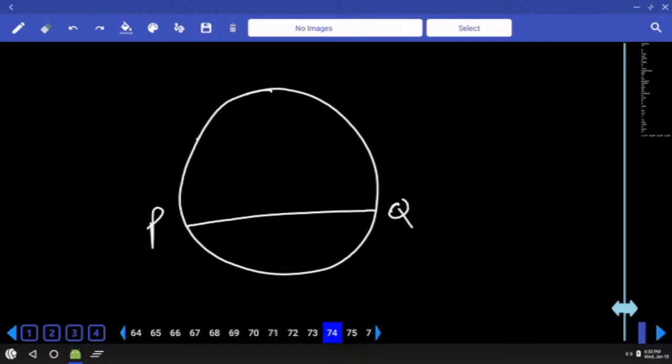PQ, ఇంకోటేమో RS. వెయిట్, ఇట్లా కాకుండా PQRS అనుకుందాం. ఓకే, వెయిట్. కరెక్ట్గా డ్రా చేసుకుందాం. PQRS is a cyclic quadrilateral.